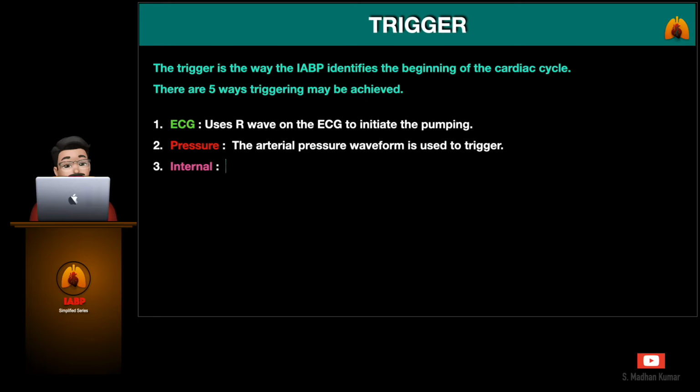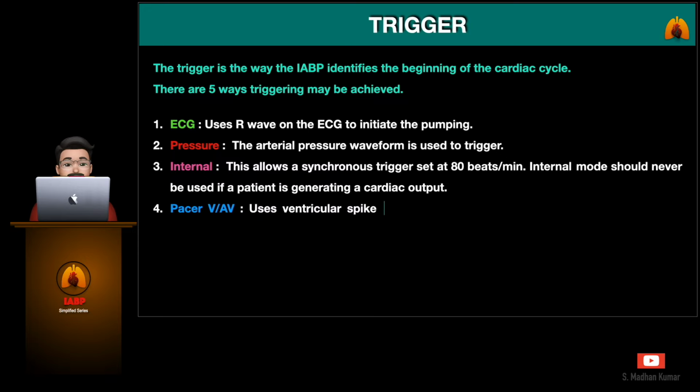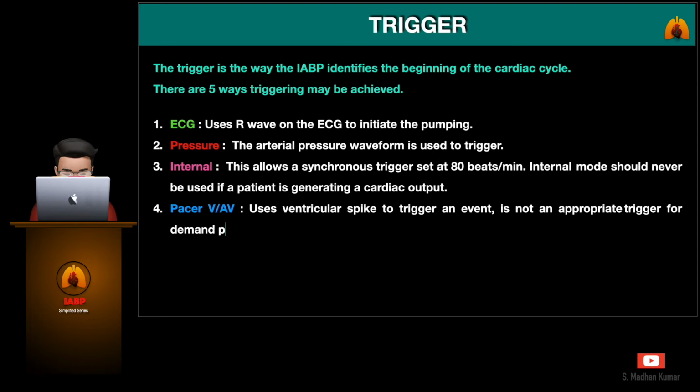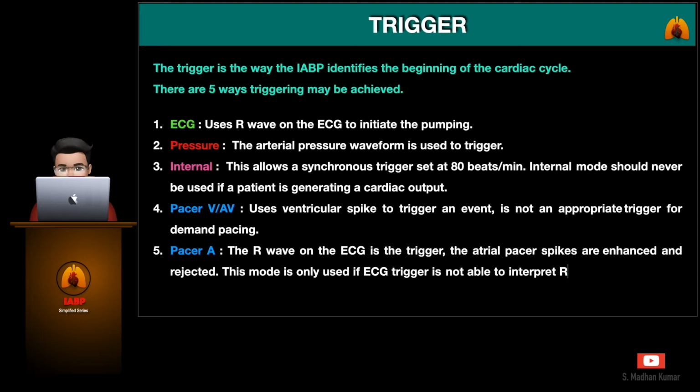ECG. It uses the R wave on the ECG to initiate the pumping. Pressure mode. The arterial pressure waveform is used to trigger. It inflates at the point of the dicrotic notch. Internal mode. This allows a synchronized trigger set at 80 beats per minute. Internal mode should never be used if a patient is generating a cardiac output, and it can be used during CPB for creating pulsatile flows.